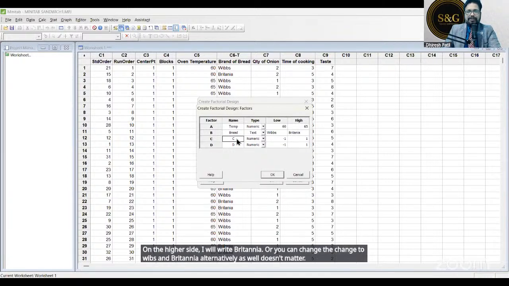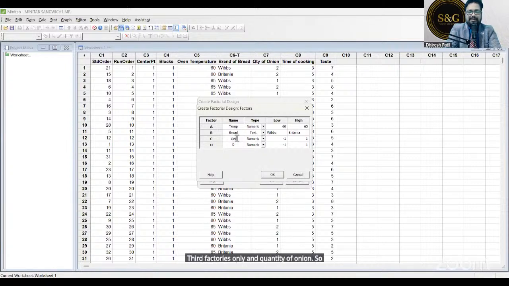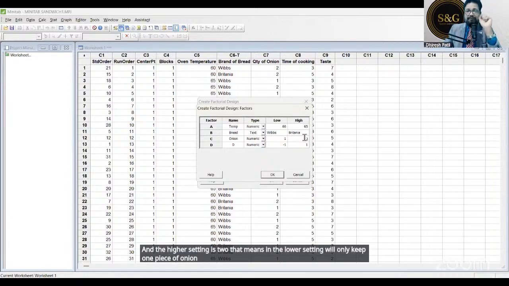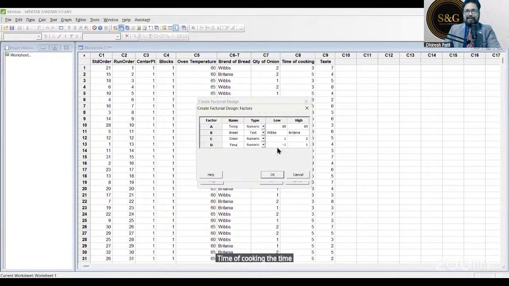Third factor is onion, quantity of onion. So I will write onion here, numeric data. The lower setting is 1 and the higher setting is 2. That means in the lower setting, we'll only keep one piece of onion. In the higher setting, we'll keep two pieces of onion. Okay. And then the fourth one is called time of cooking, the time. Now the time again, the numeric data, the lower setting is at 3 and the higher setting is at 5.